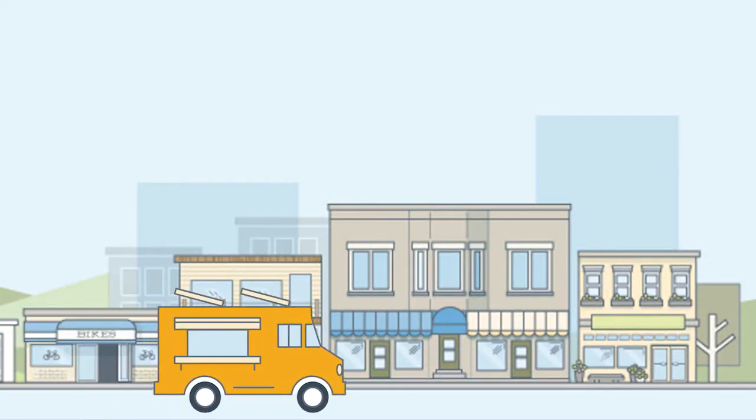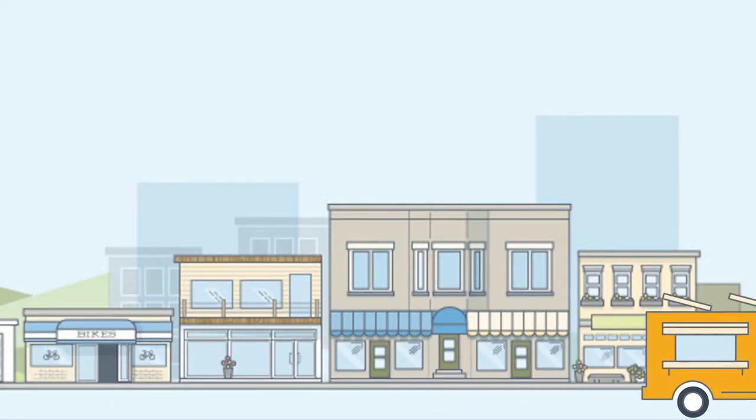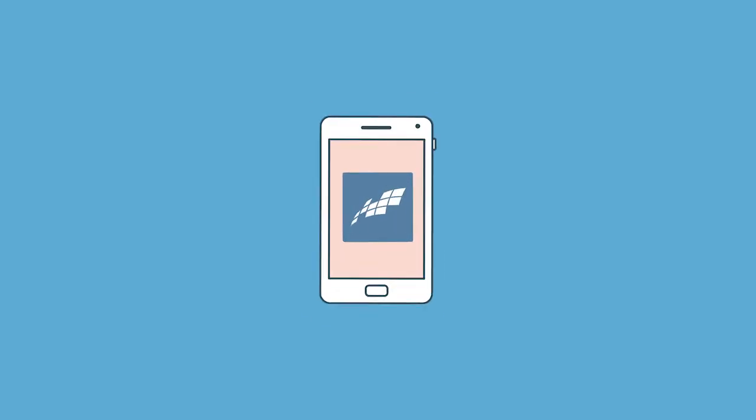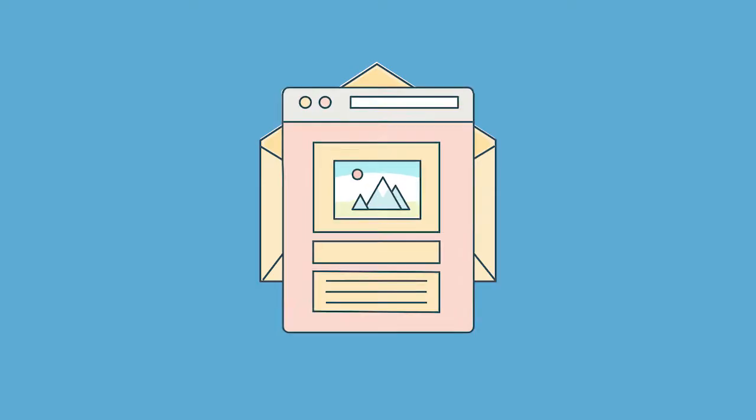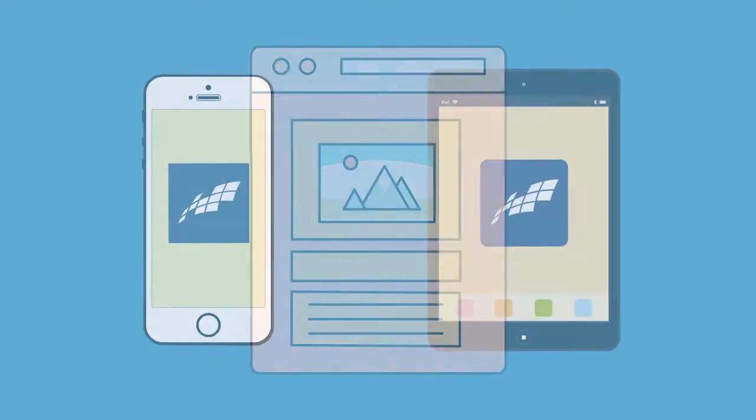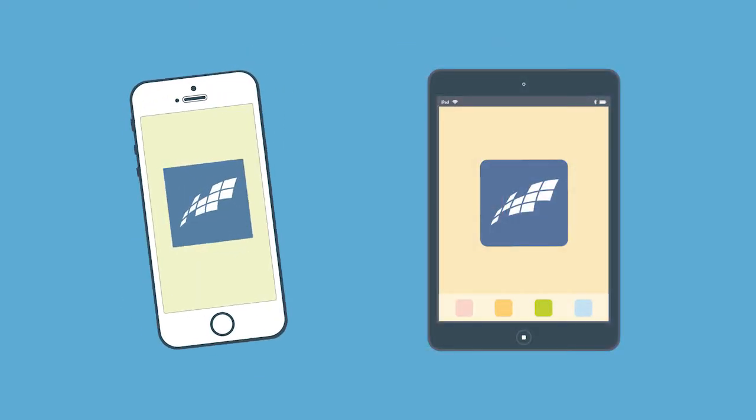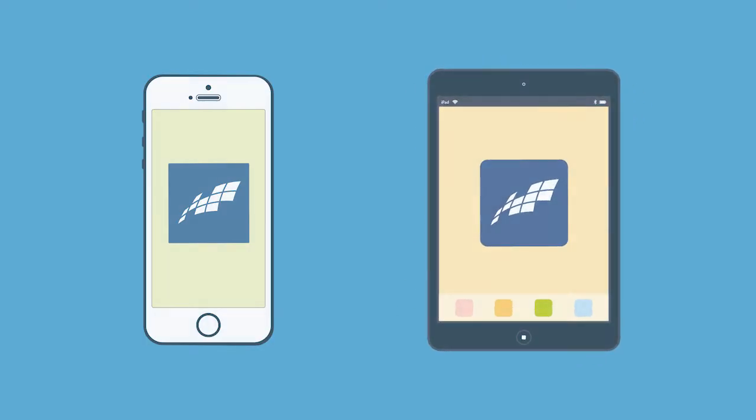You're constantly on the go. Your marketing should be too. With the Constant Contact mobile app, you can easily stay on top of your email marketing wherever you are, at any time, from your iPhone, Android, or tablet device.